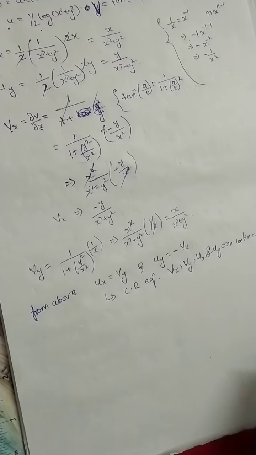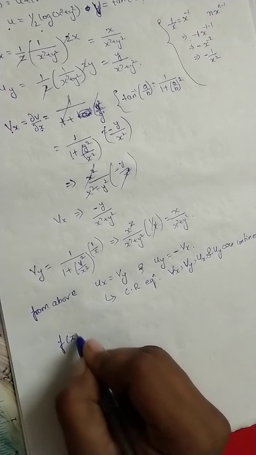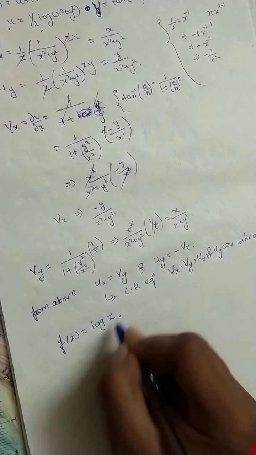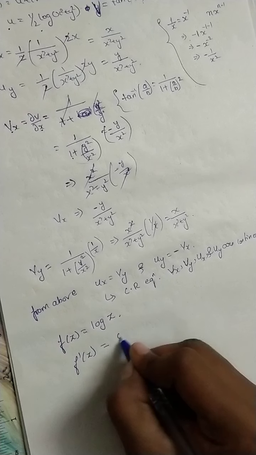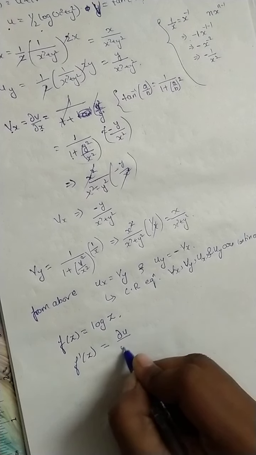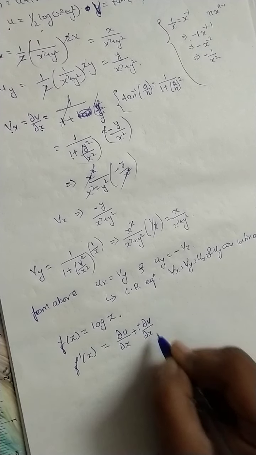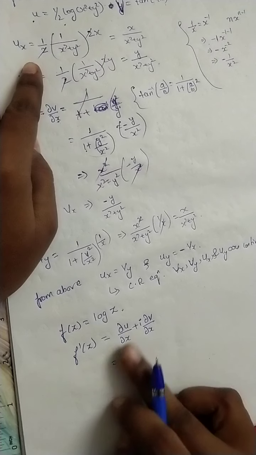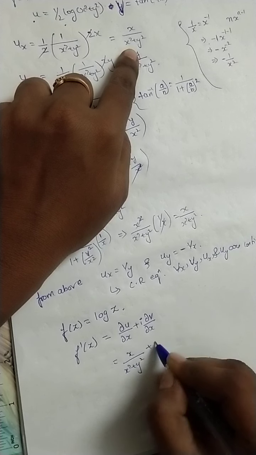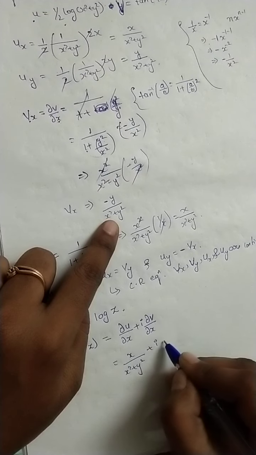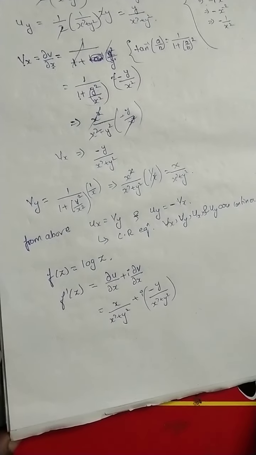Okay, now we have to find the f dash, no? For that purpose again we have to consider f of z is equals to log z, and f dash of z is equals to, we have to write with respect to u and v. Okay, dou u by dou x plus i into dou v by dou x. So here dou u by dou x means with respect to x, that is x divided by x square plus y square, plus i into dou v by dou x, that is minus y by x square plus y square. Right? So this is our equation.